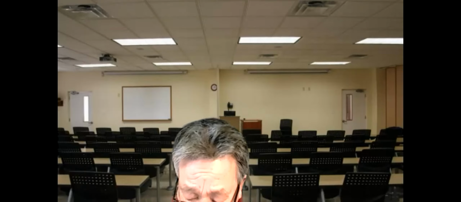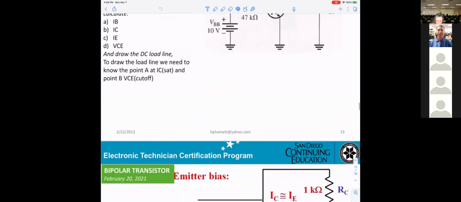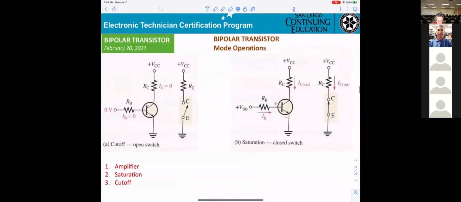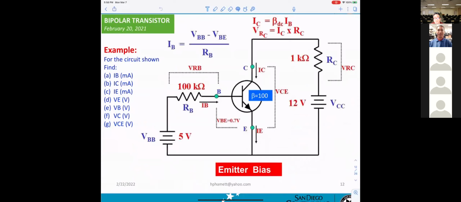If not, then we will go into the bipolar transistor. Let me get to my iPad. Okay, last time we already covered this. Now we're talking about DC bias. That means the transistors, PNP and NPN, must get DC to make the transistor work.